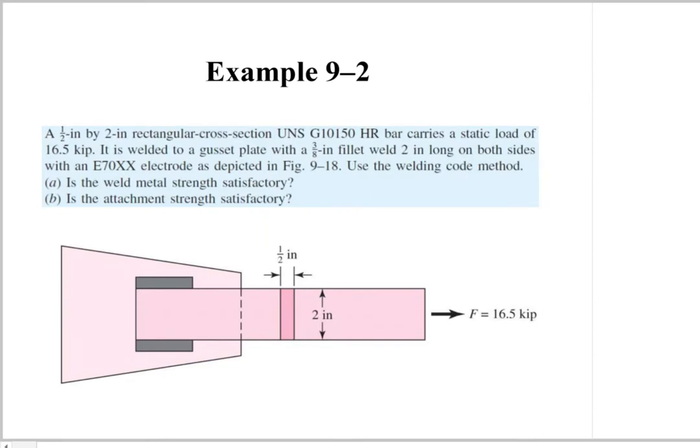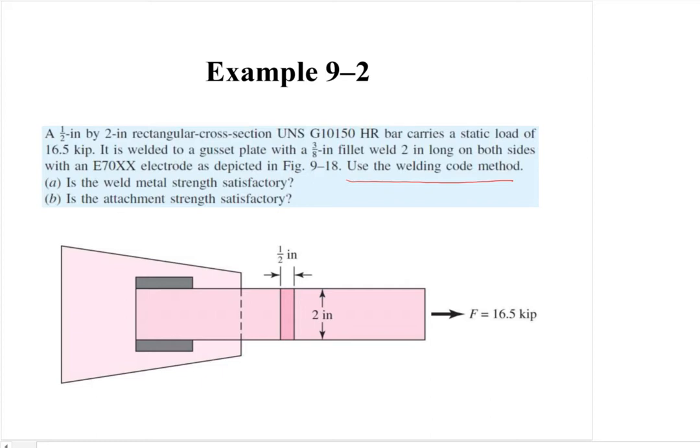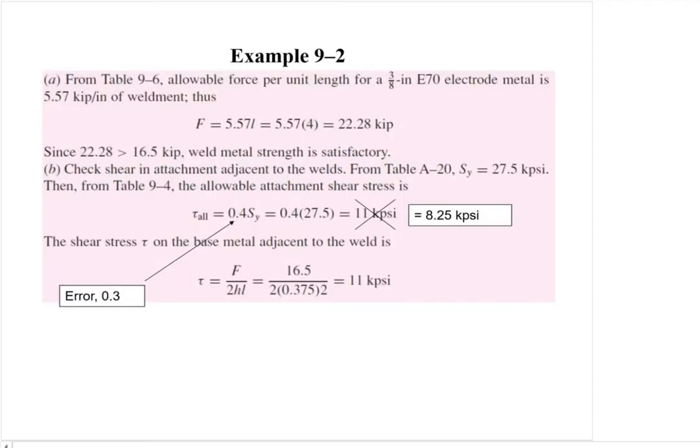I'm not going to take a whole lot of time through the examples, but here they've got an example where they give you the electrode, and you use the Welding Code method. They want to know, is the weld metal strength satisfactory, and is the attachment strength satisfactory. They give you the size of the joint and everything, with a 3/8 inch weld, 2 inches long. It's a fillet weld, so you should be able to get the throat length and everything else. There's an error according to their formula and their table, just to keep in mind.